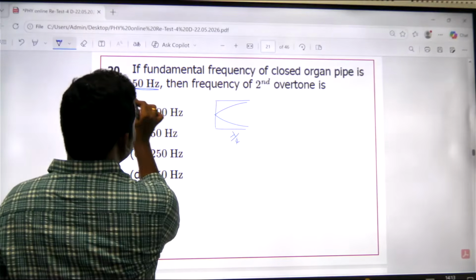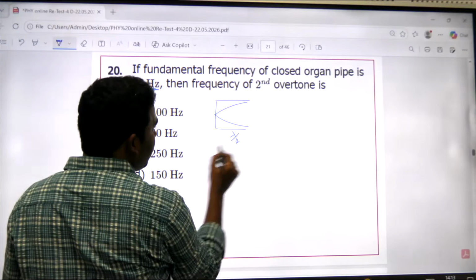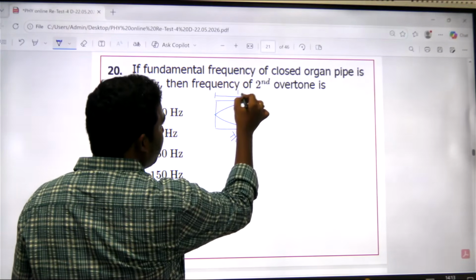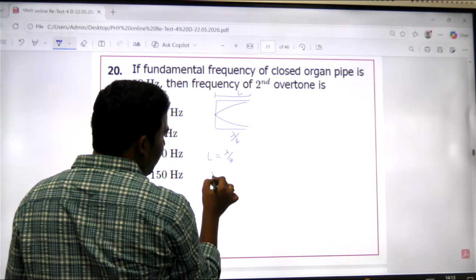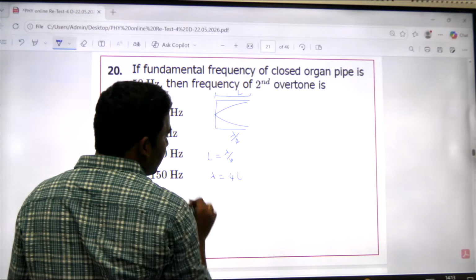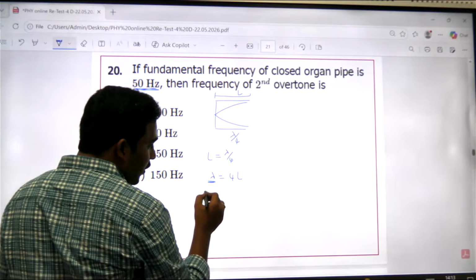And what is the frequency? Say 50 Hz. So can I simply write it as the total length of the pipe? The total length of the pipe is equal to lambda by 4. So your lambda is equal to 4 times the length. Now, can I write lambda as velocity into time?